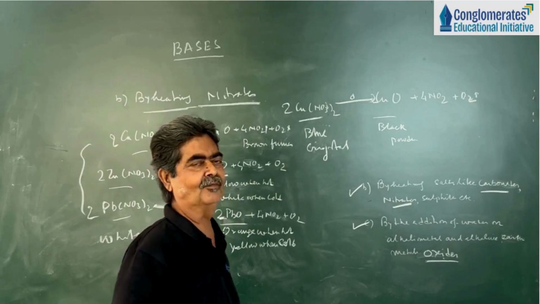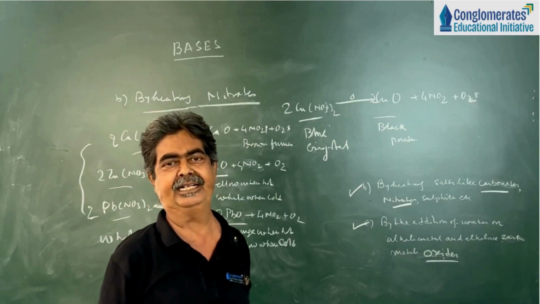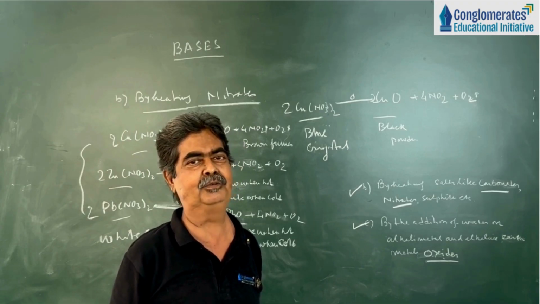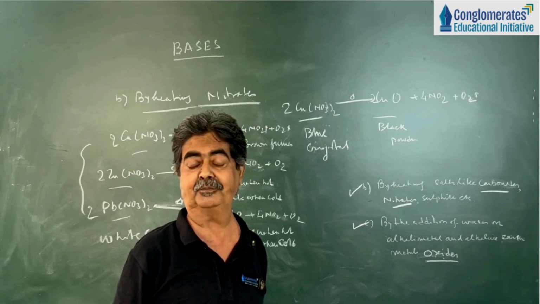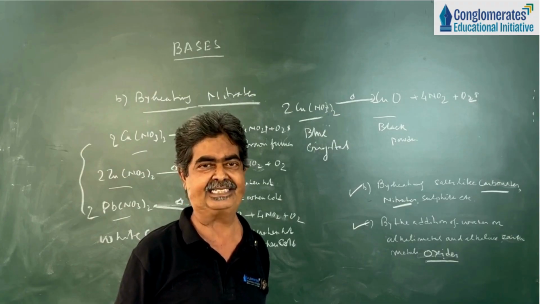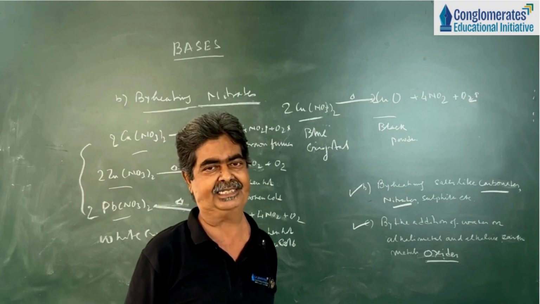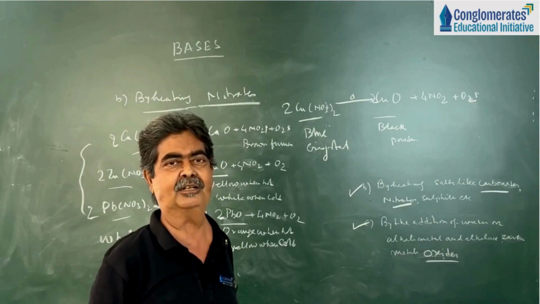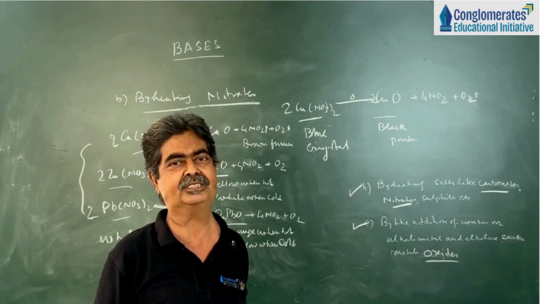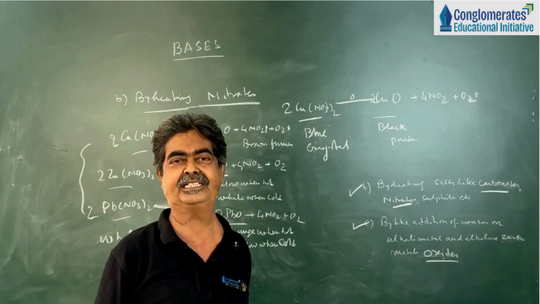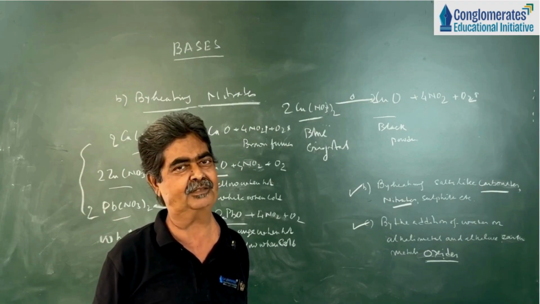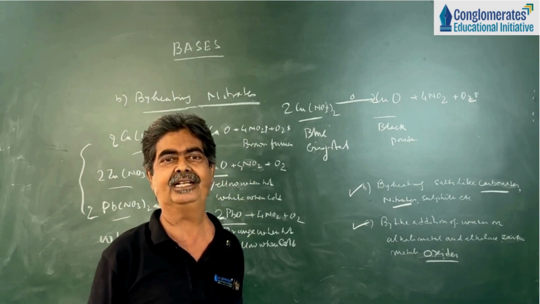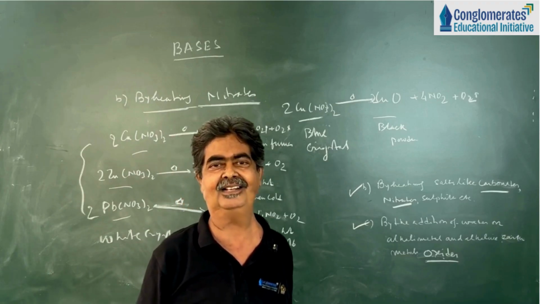So let me conclude. By heating carbonates and nitrates, they produce the respective oxides, which are known as bases, with the evolution of carbon dioxide in the case of carbonates. In the case of nitrates, it will be nitrogen dioxide with oxygen gas. And in the case of sulfides, the last one, when sulfides are heated, they form the respective oxides and sulfur dioxide. Like calcium sulfide, we get calcium oxide and sulfur dioxide. Zinc sulfide, we get zinc oxide and sulfur dioxide. Lead sulfide, we get lead oxide and sulfur dioxide.